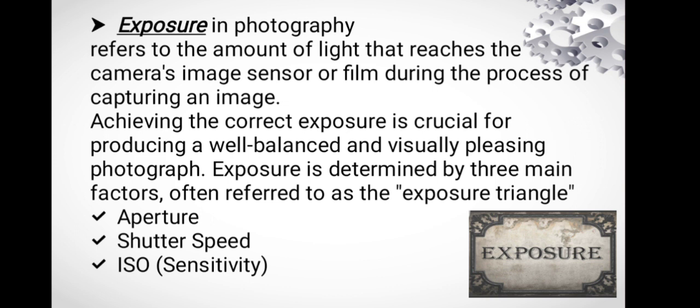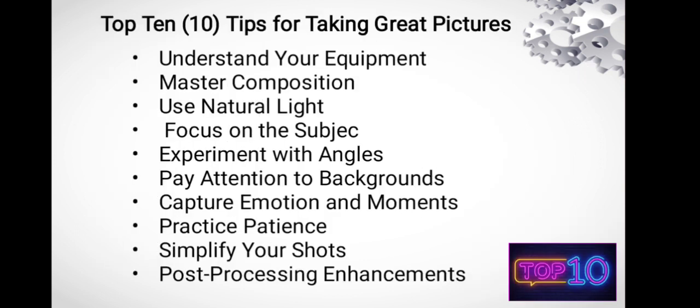So, to achieve proper exposure, photographers aim to balance these three settings based on the available light and the desired creative effect. The right combination can vary depending on the scene, the desired level of sharpness, and the intended mood of the photograph. Many modern cameras offer automatic and semi-automatic exposure modes to assist photographers in finding the optimal settings for various situations. Here are the top 10 tips for taking great pictures.